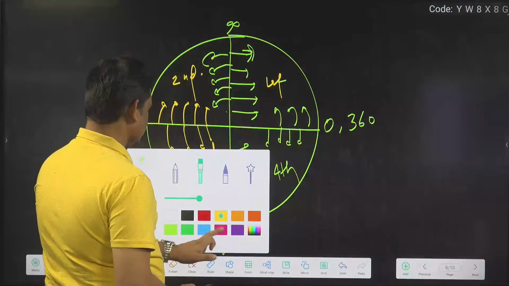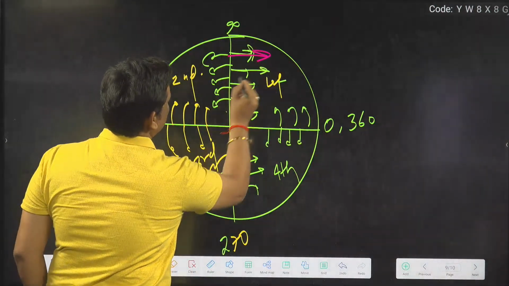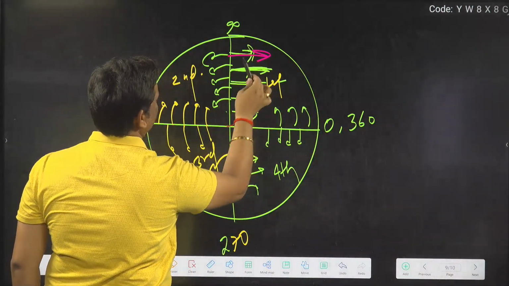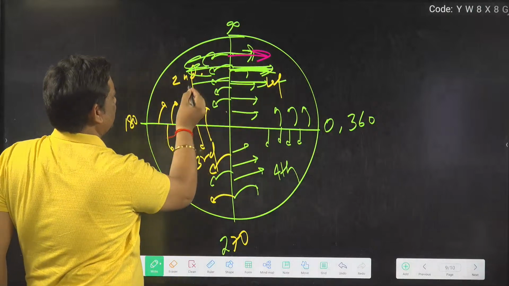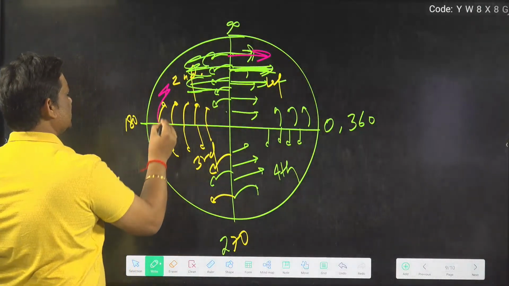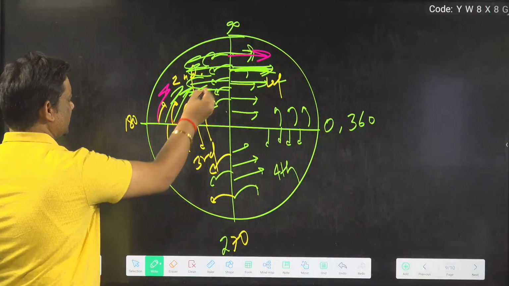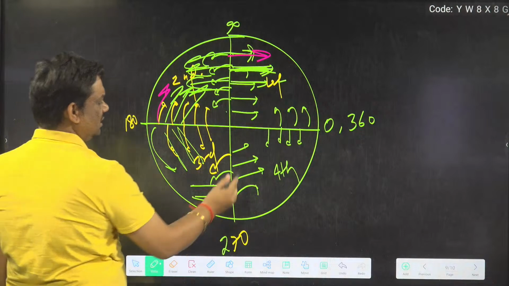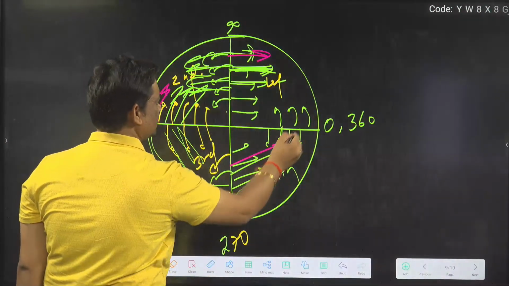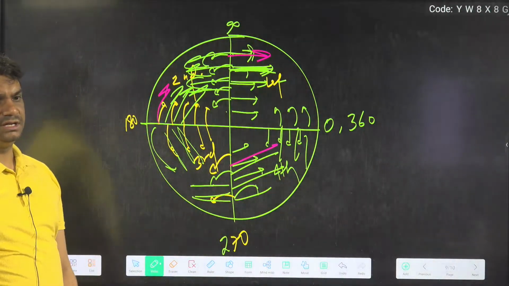If I say 90 minus, it means you are coming here, in your first quadrant. If you are going 90 plus, you are coming in your second. 180 minus means you are in your second. 180 plus means you are coming in the third. 270 minus means third. 270 plus means your fourth. 360 minus, your fourth. Clear?